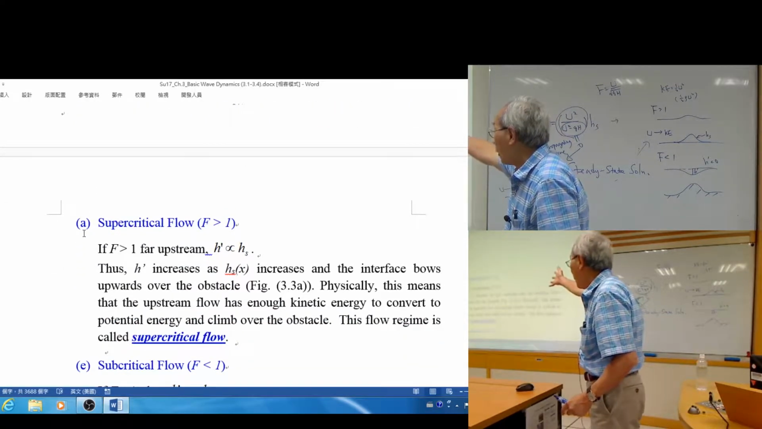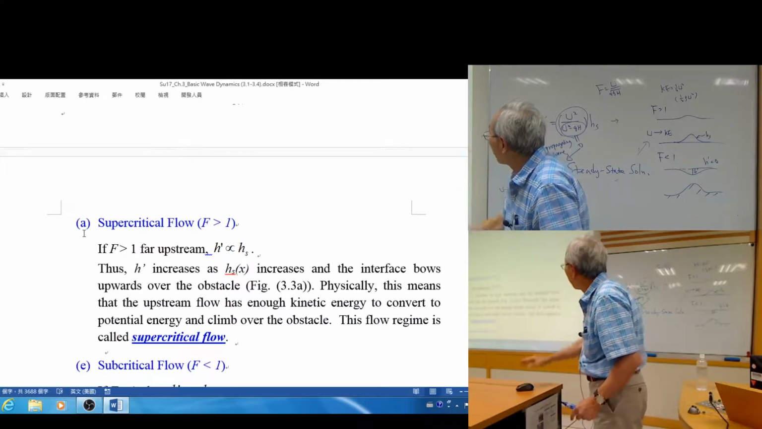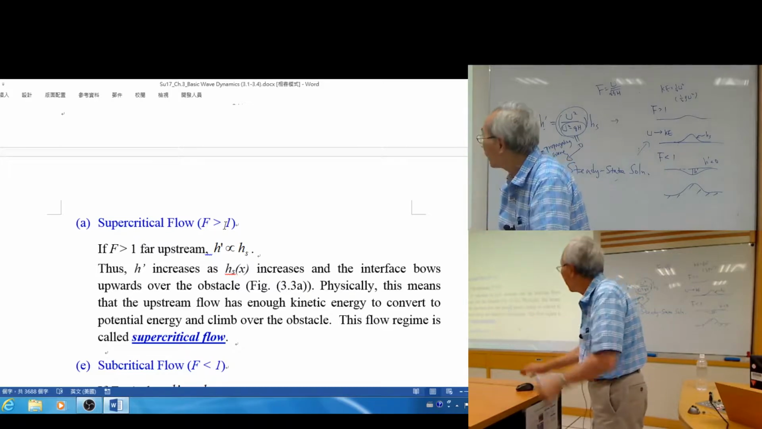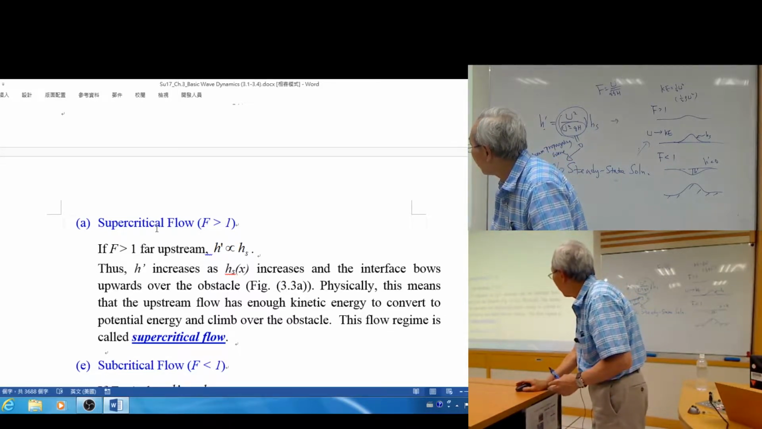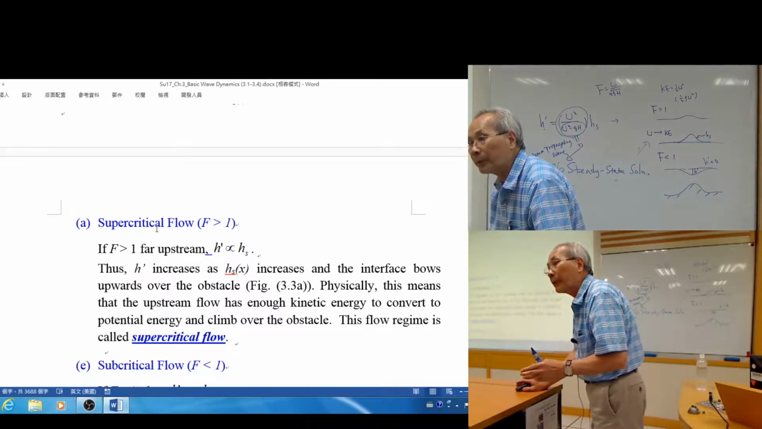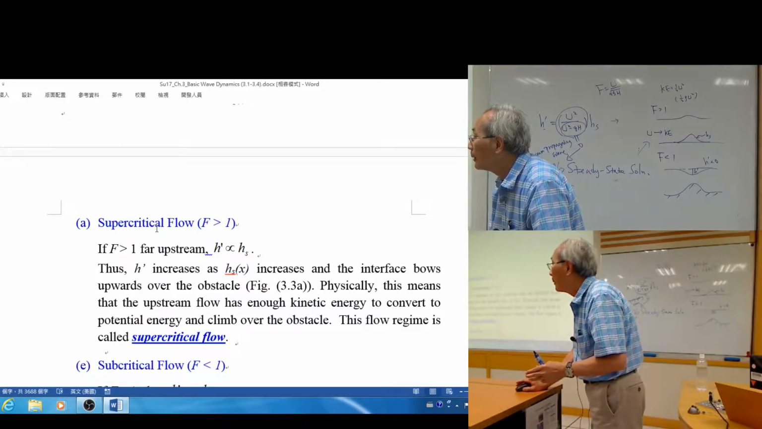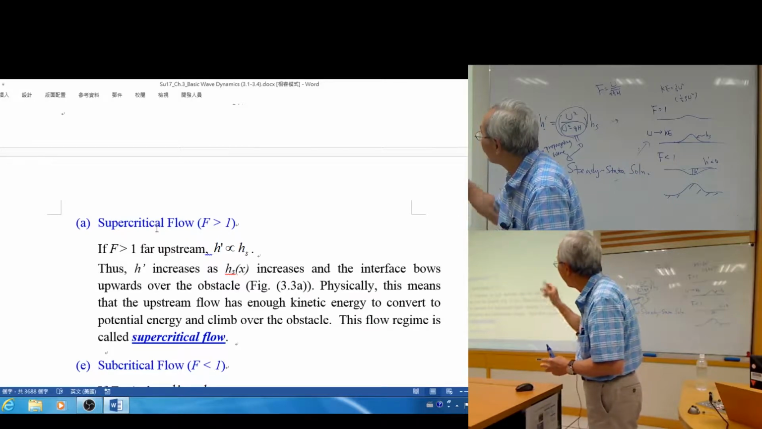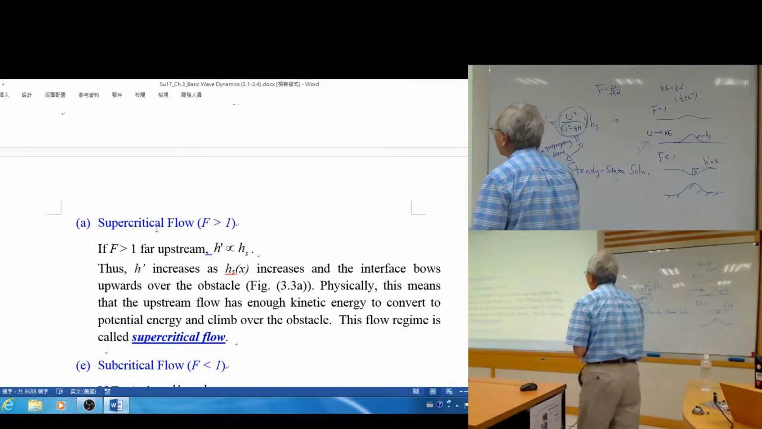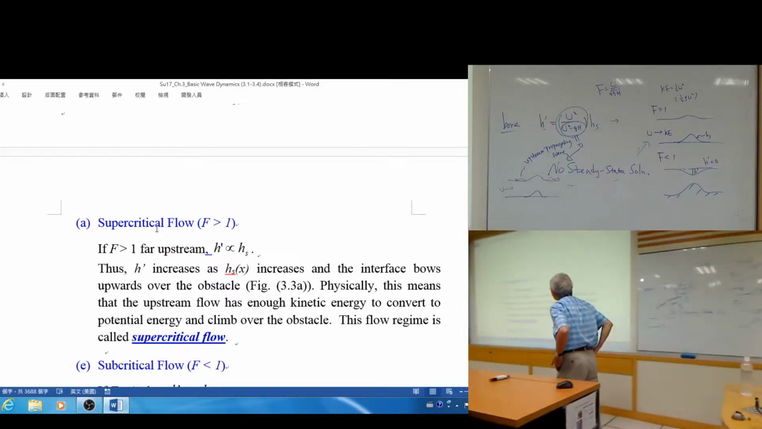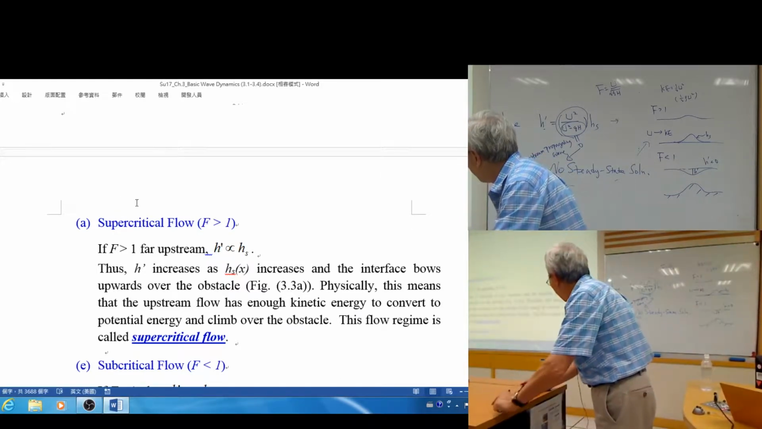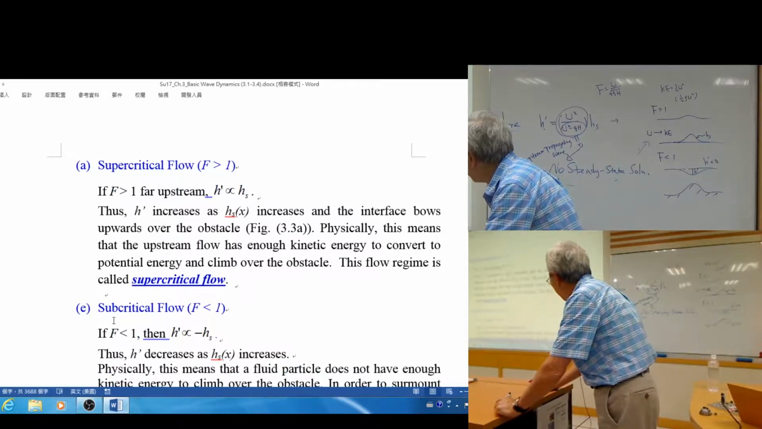Okay, so I'm done here. The supercritical flow: this is called supercritical flow when the flow number is greater than 1, 流数大于1. That's called supercritical flow. How do you say supercritical flow? 超临界流, 超临界流. 流, flow.